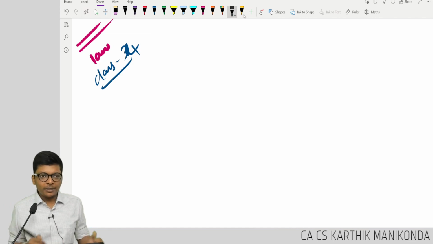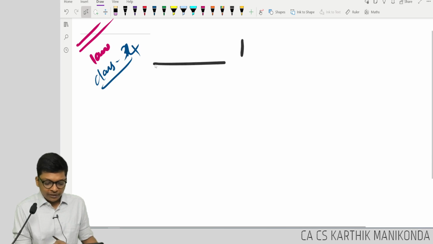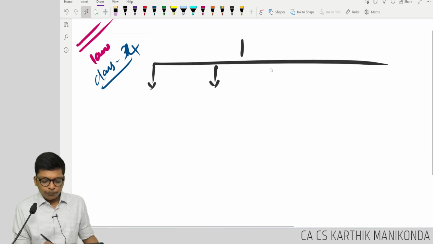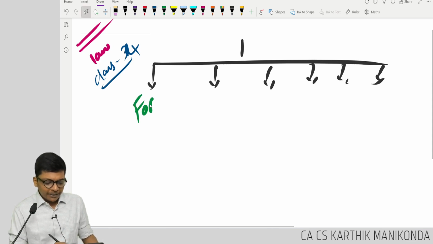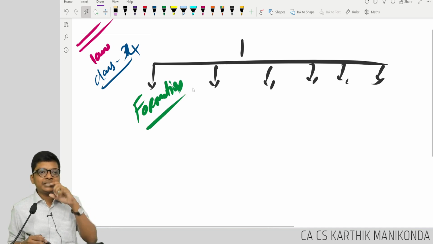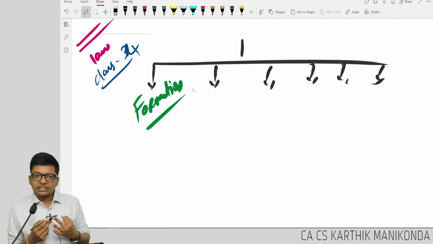Previous class, if you remember, we drew a chart. We were trying to understand types of companies. We are going to proceed with the chart in today's class. We saw company based on formation. Let's do a quick revision. Based on formation, there is registered company, statutory and chartered company.